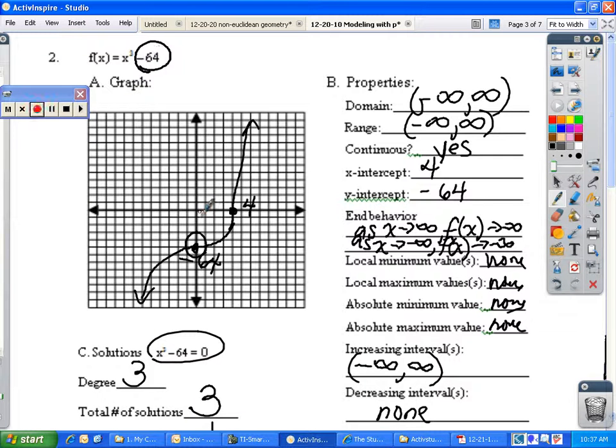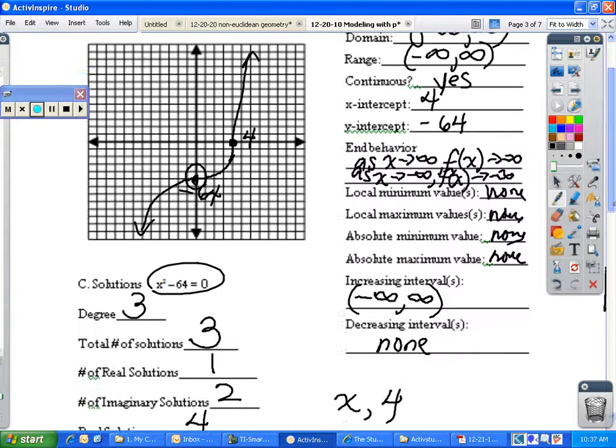End behavior, as x goes to positive infinity, the graph goes to positive infinity. As x goes to negative infinity, the graph goes to negative infinity. There are no local max, mins, or absolute max or mins in this graph. So therefore, let's go on to your increasing and decreasing interval.